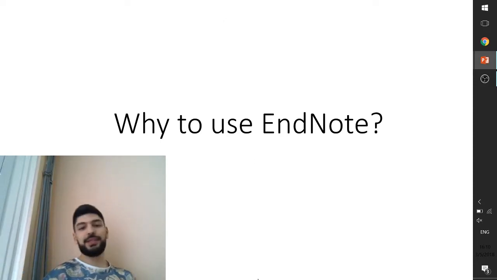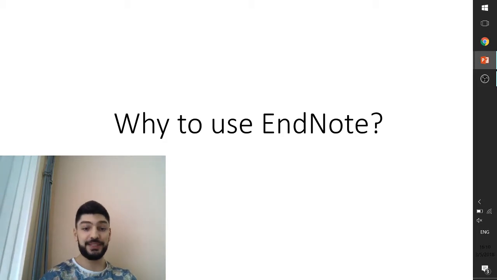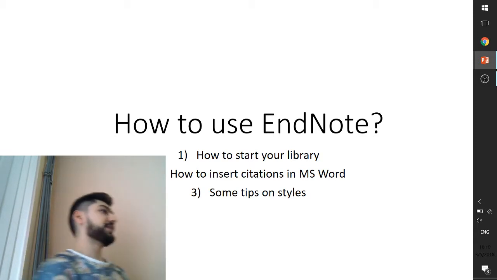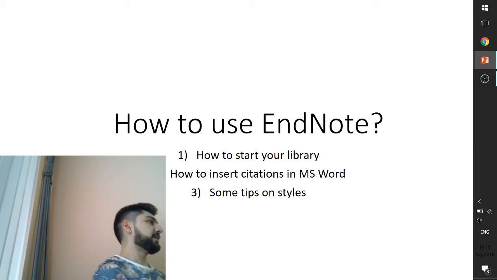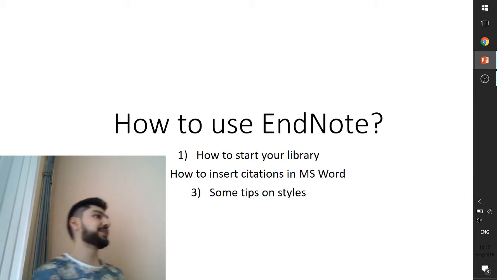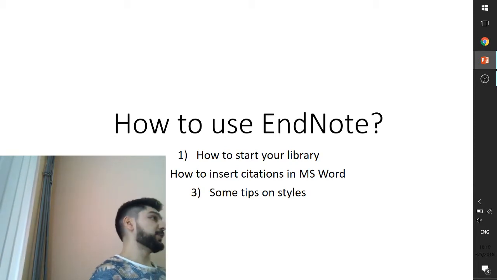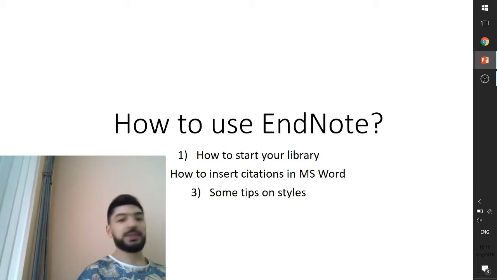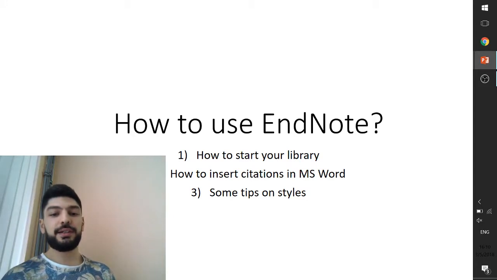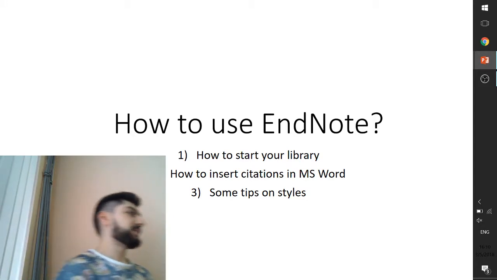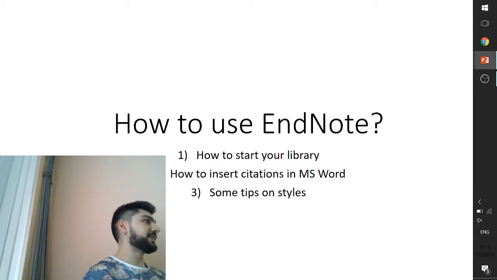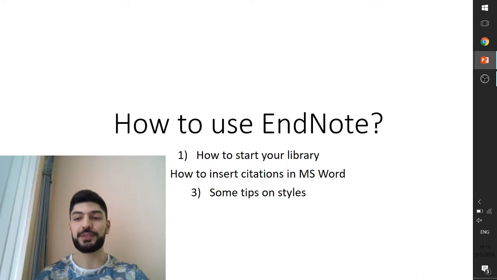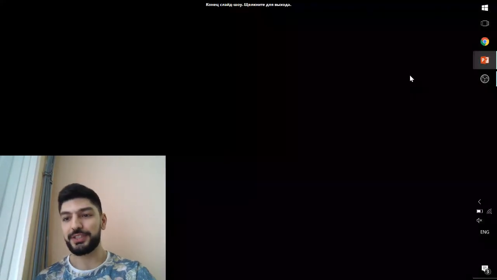And today we will learn some basics. So first, how do we start? How do we create our library? And where do we get the sources to fill this library? Then how do we use this library when we write a document, when we write a paper? And finally, some advice on styles and how to use some specific options of EndNote. And this is the end of the presentation.